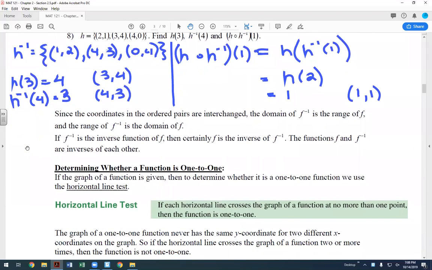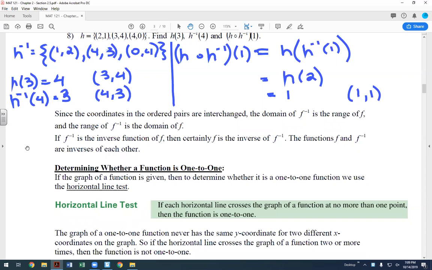Let's see. We're talking about, since we are interchanging our coordinates for the ordered pairs, the domain of the f inverse function should basically become the range for the original function. And of course, the range of the inverse function will be the domain of the original function, because you are, as I mentioned, literally interchanging your x and y values. So all the x values become the y values in your inverse function, and all the y values of the original become the x values for the inverse. So you're interchanging your domain and range also for the inverse and the original function.